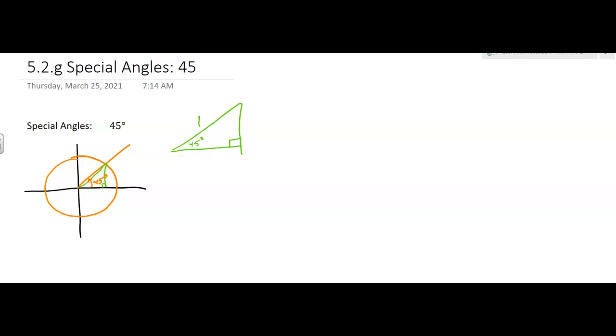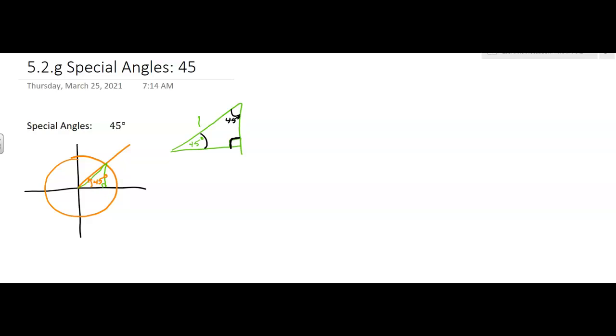Now, because it's a triangle, the three angles have to add up to 180 degrees. You already have 90 degrees right here, so that means the other two angles have to add up to 90 degrees. That means if this angle is 45, then this angle is also 45. Might not look like it, but they're both 45-degree angles.